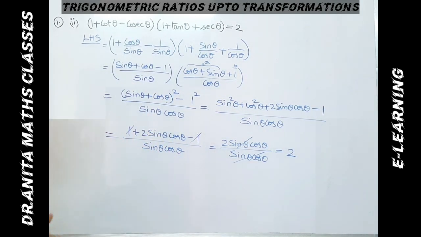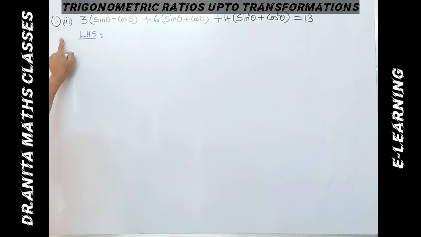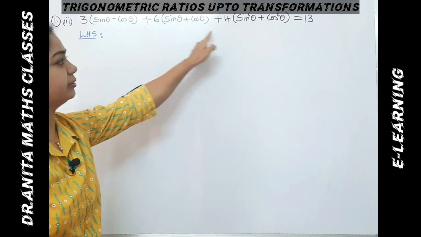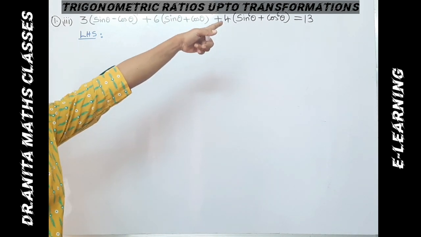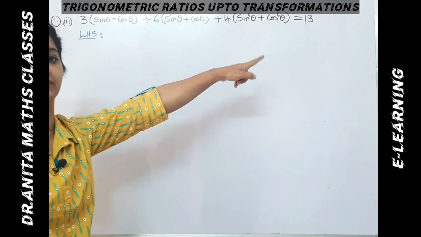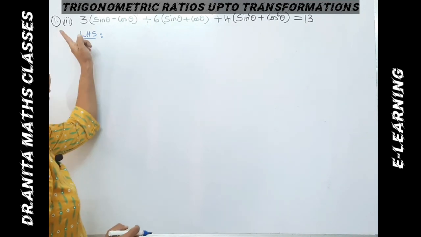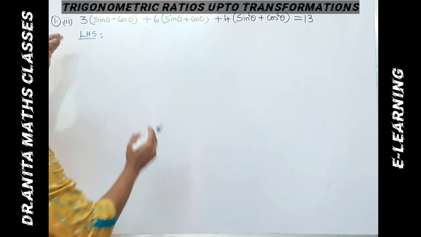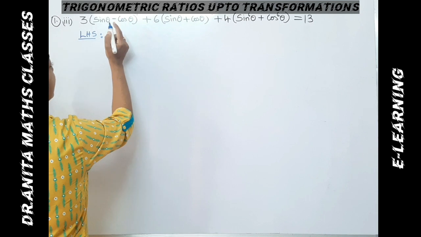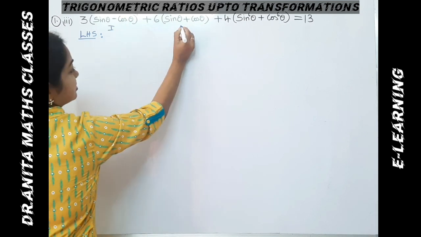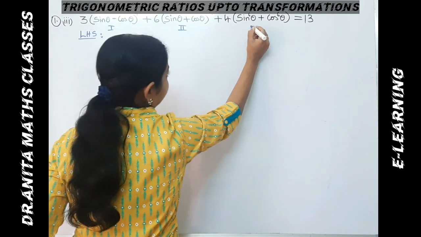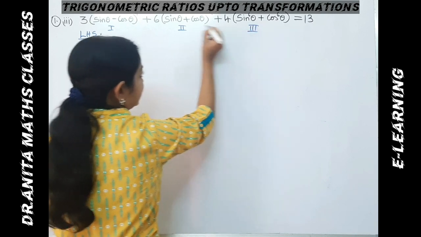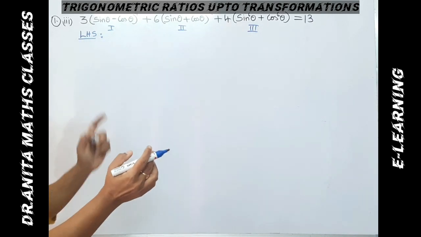Please note it down. Now the third problem, where the given expression is equal to 13; we have to simplify and get 13. Since this is a long one, let us take it in parts. Let this be part 1, part 2 and part 3. We will simply resolve these 3, simplify them, and later on we will add them.